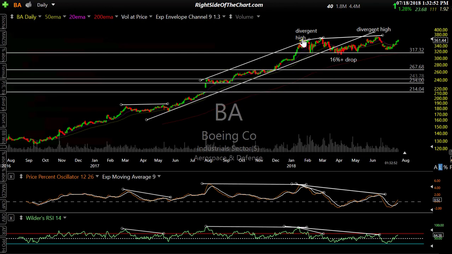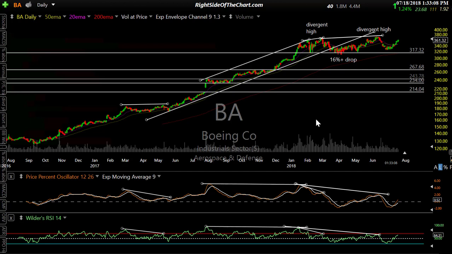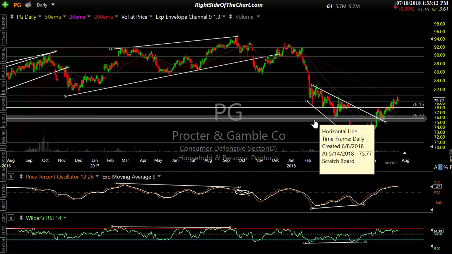Here's what the daily chart looks like. We had a divergent high right here, followed by a 16% drop. We pushed up, extended those divergences. We already had a little pullback, little correction, but based on the scope of these divergences, I think there's more to come on Boeing. And I'll probably come down here at about 267, 268, somewhere around there.